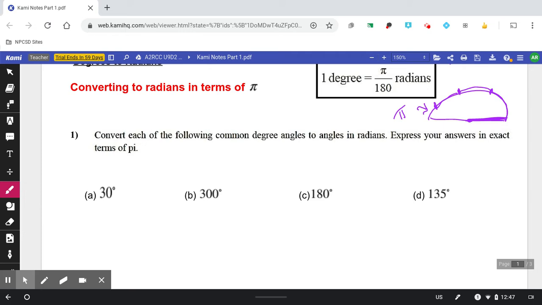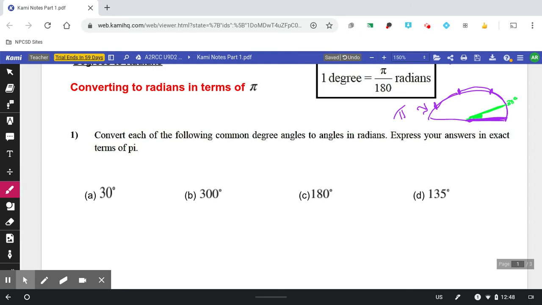So 30 degrees, if you look back up here, let's take a look at what 30 degrees looks like. So 30 degrees would be somewhere over here. Okay, so that would be 30 degrees. And we saw that when we were doing rotations of angles in standard position, 30 degrees is this angle in here. We want to know how many radians that is.